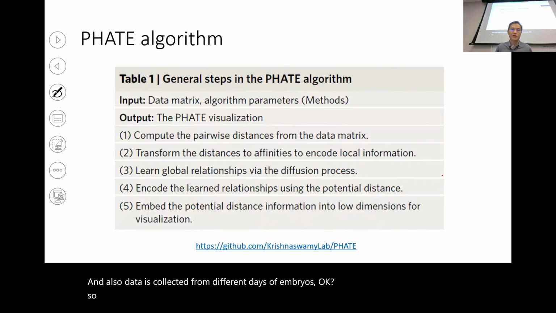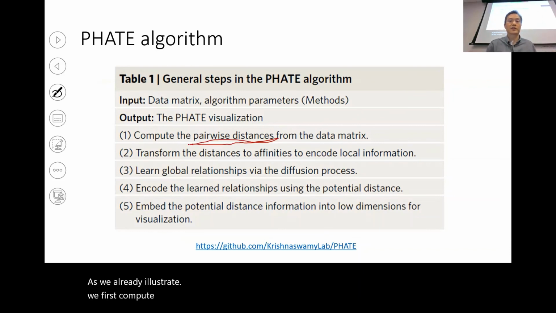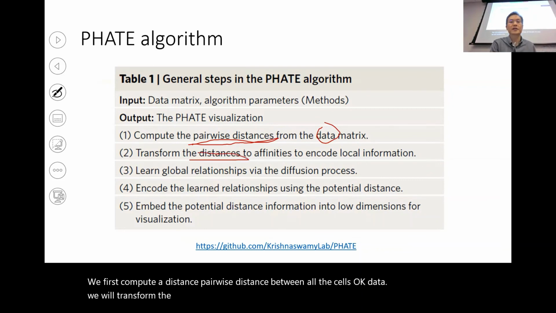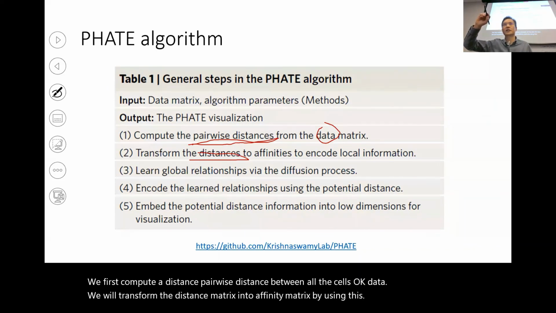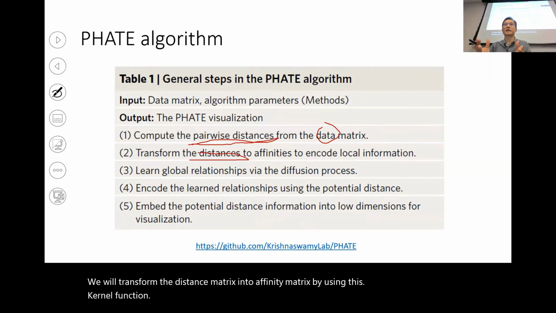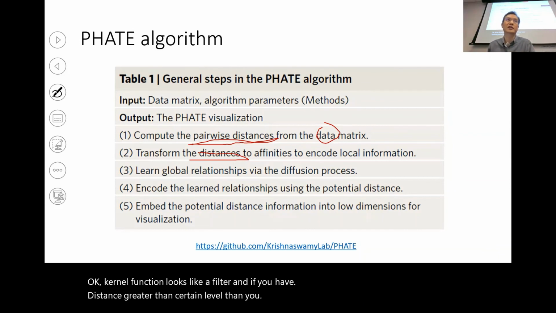So how is this new algorithm designed? As we already illustrated, we first compute a pairwise distance between all the cells. Okay, we have data. We will transform the distance matrix into an affinity matrix by using this kernel function. Kernel function looks like a filter, and if you have a distance greater than a certain level, then your affinity becomes smaller. Otherwise, you have a high affinity, meaning these two are likely to be neighbors.